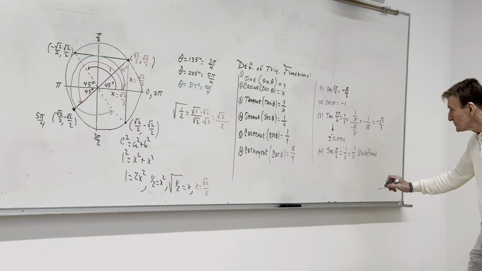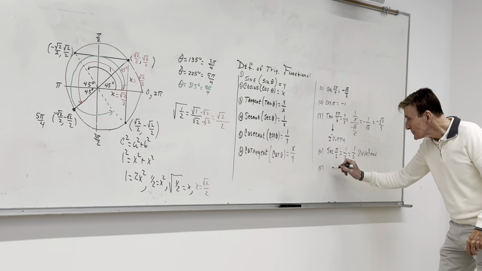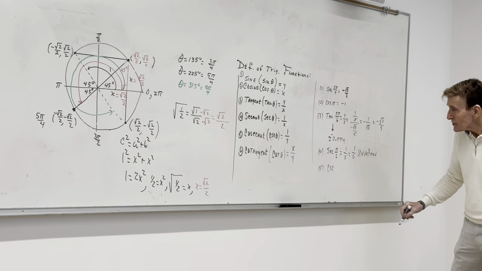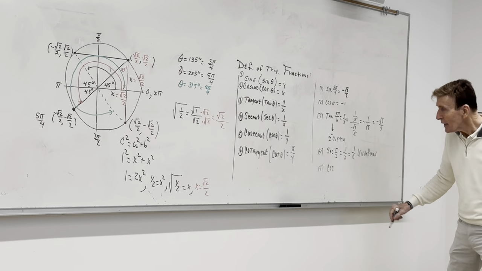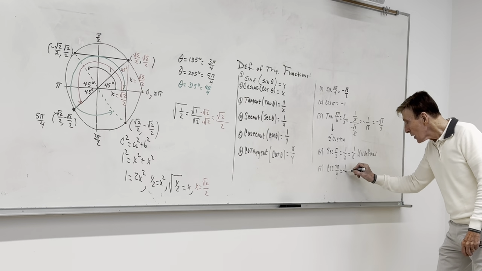Next one, 5. Cosecant. Let me try one here. Yeah, let's try. You know what? I hope I labeled off these. So maybe not. Okay, we're going to try it. 7 pi over 4. And the definition is 1 over y.